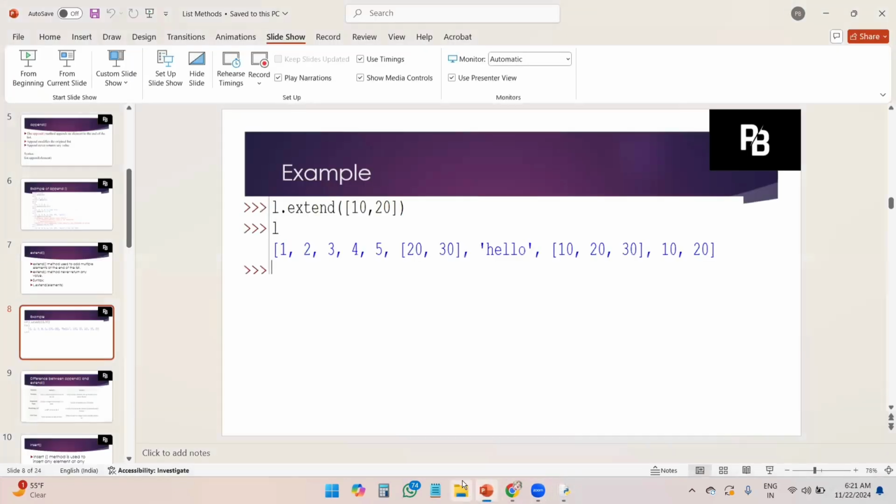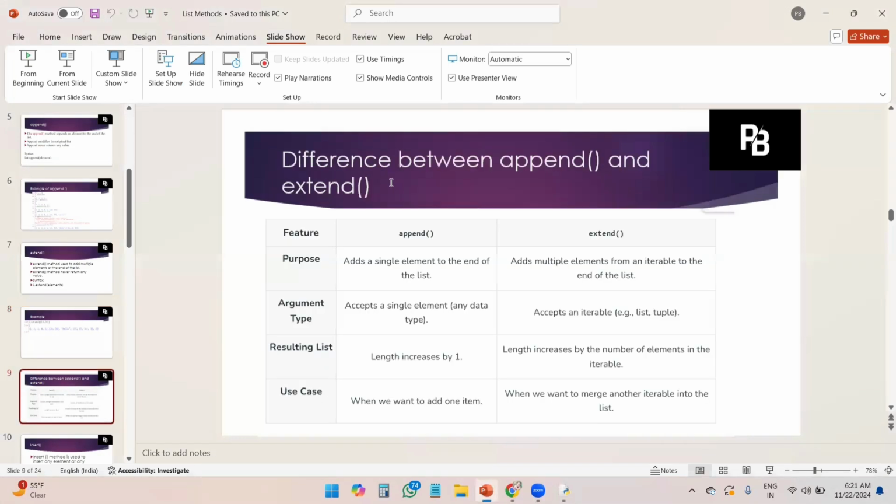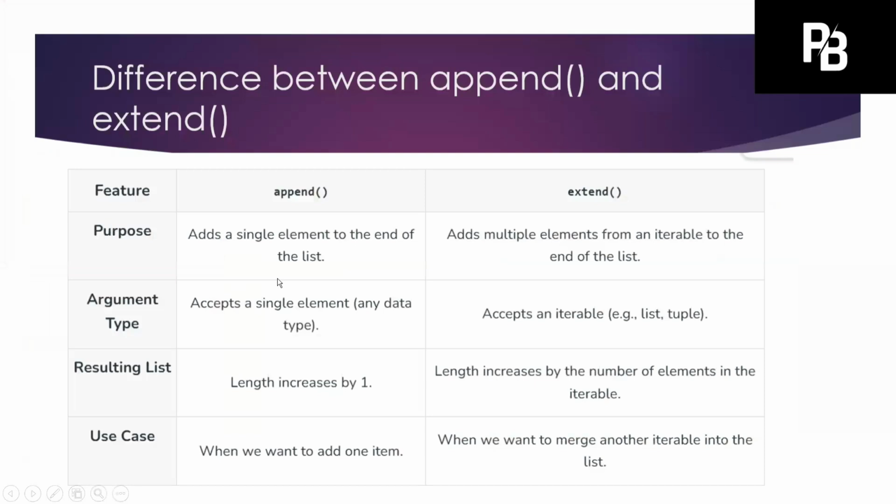Now next, students, the same thing, the difference between append and extend. Append adds a single element to the end of the list, extend adds multiple elements. Append accepts a single element of any type, extend accepts multiple elements of any type. With append the length increases by 1, with extend the length increases by the number of elements. When we want to add one item, we use append. And when we want to merge another complete list or tuple as separate elements, we use extend.